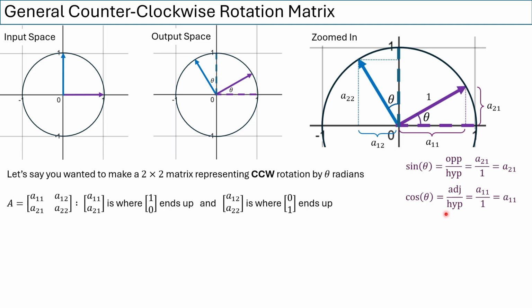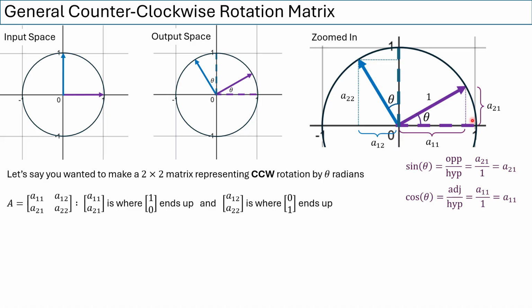Let me show you exactly how that goes. We find A11 because cosine is supposed to be adjacent over hypotenuse, right? We're using standard basis vectors. This is just like vectors on the unit circle. So the hypotenuse is 1. A number divided by 1 is itself. Okay, so cosine of theta is A11 and sine of theta is A21.